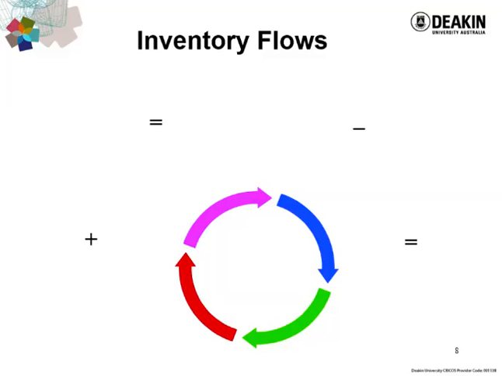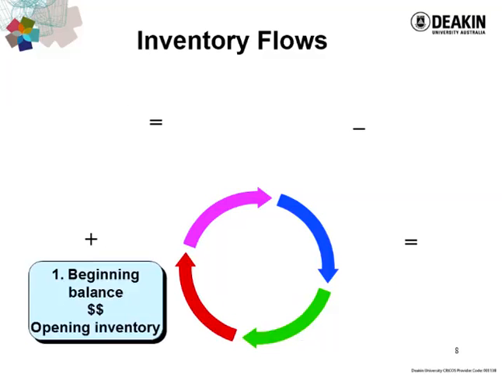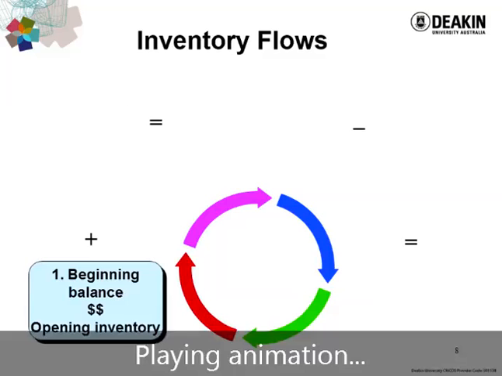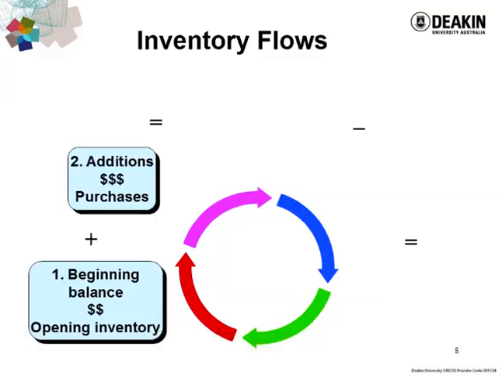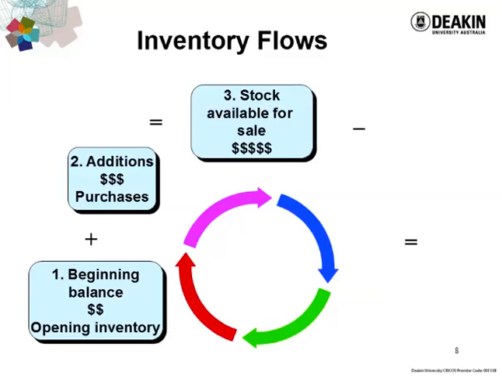This slide summarizes the cycle of inventory. So how does inventory flow? So we begin with the opening inventory. When we purchase inventory, we record in the inventory account, and the total will give us the cost of goods available for sale.